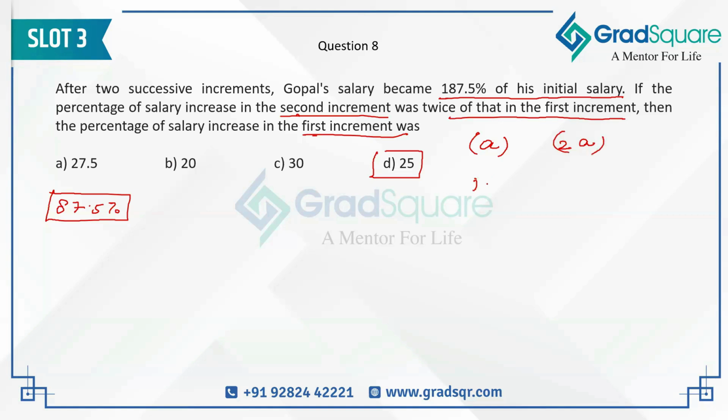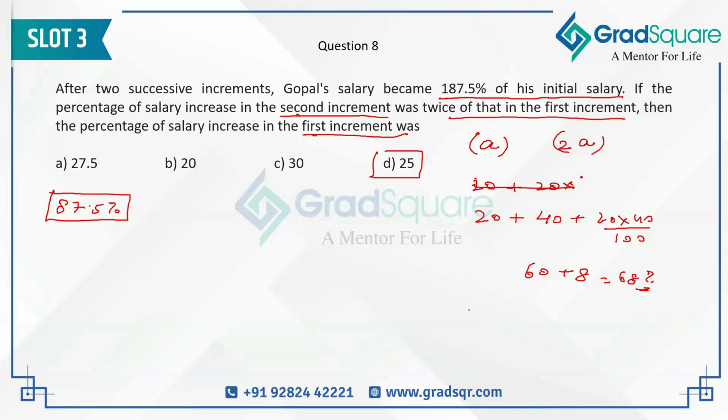So if the value of A is, let's say, 20, then 2A will become 40. The formula would be A plus B, which was 40 in this case, plus 20 into 40 divided by 100. This will give me the net percentage increase, correct? So this will become 60 plus 8, which is 68 percent. Now we need the percentage to be equal to 87.5. So of course it will be greater.